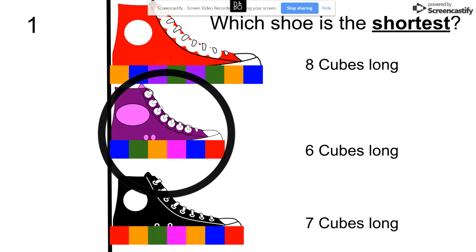If you said the purple shoe is the shortest, you were correct. Great job. 6 cubes is smaller than 8 and 7. The purple shoe is the shortest shoe. Let's try another one.